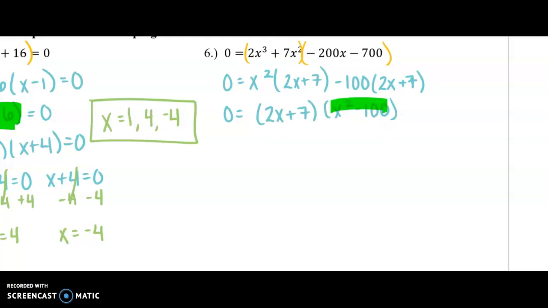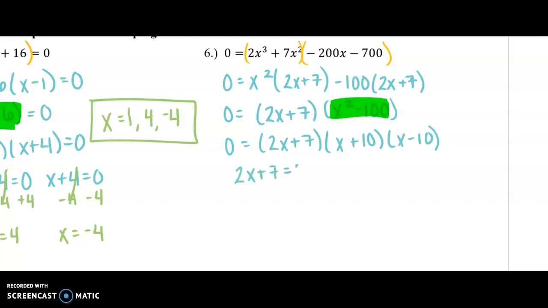Pay attention, though, again, because this is another difference of squares problem. So 0 is equal to 2x plus 7 times x plus 10 times x minus 10. And then I can set all of those equal to 0 separately. So 2x plus 7 is equal to 0, x plus 10 is equal to 0, x minus 10 is equal to 0. And then I can solve.